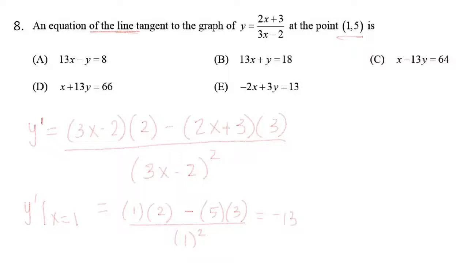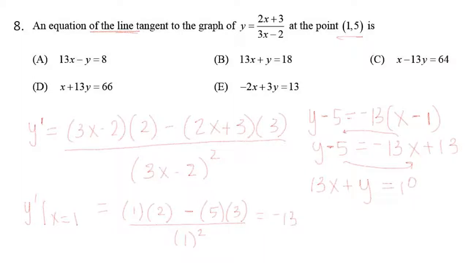Now, when we're writing this equation, we are going to need to put it into our point slope form. And that's y minus y1. Well, y1 is 5, equals m, which we just found to be negative 13, times x minus x1, which is 1. And notice that the way this is written, x and y are together on one side, so I need to go ahead and do some rearranging here. So I have negative 13x plus 13, and then let's see, we're going to go ahead and move this 13x over and then the 5 over to the other side. So we end up with 13x plus y equals 18. So it looks like my answer should be B.